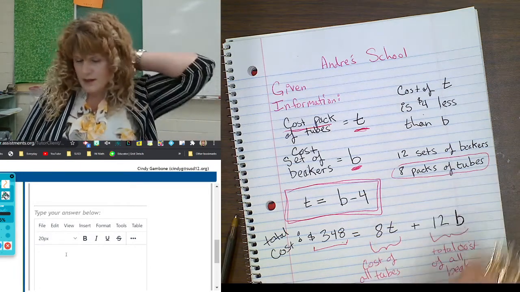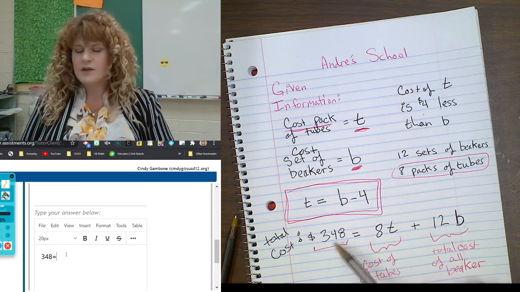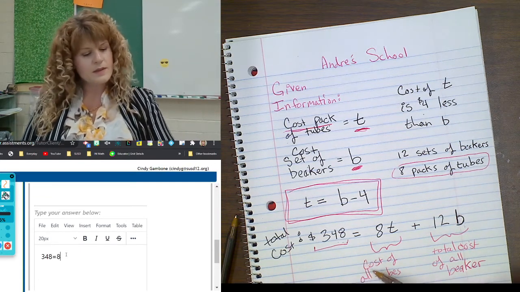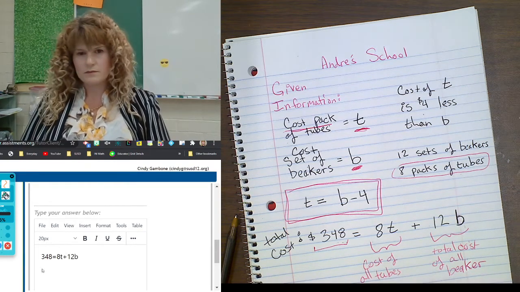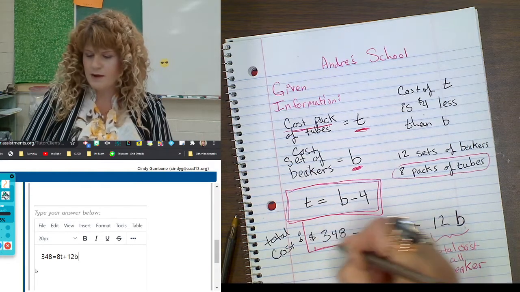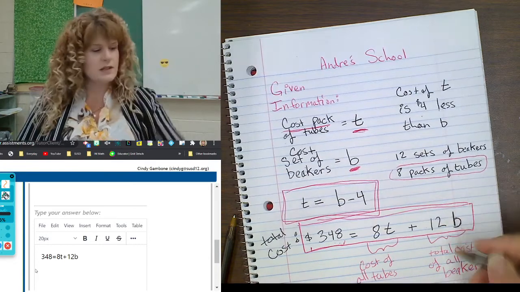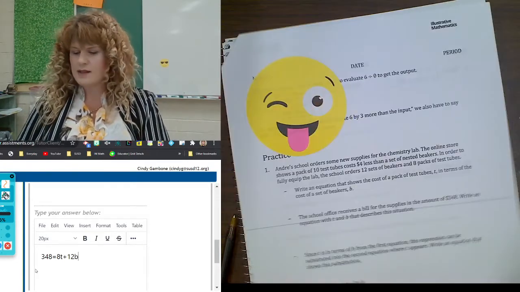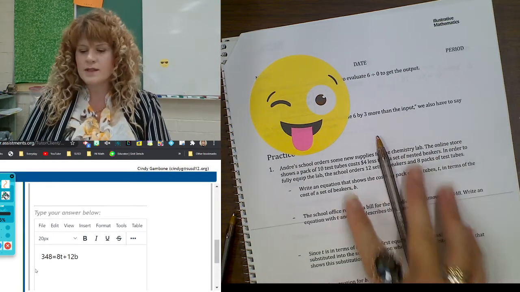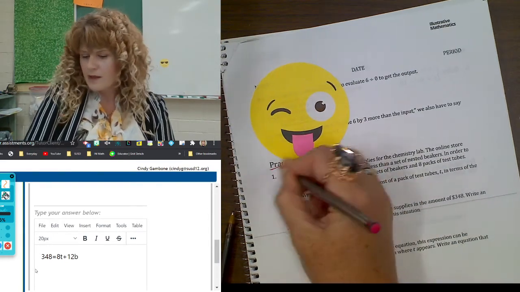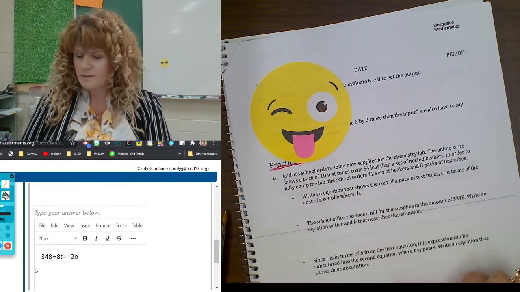Okay, this is the second equation that you need. You can take notes and then copy me, because you can learn it as you go by copying me. So 348 equals 8T plus 12B. I'm going to put a box around that second equation too. So far, you've written these 2 equations. By the way, remember that this exact same problem is printed in the papers that I gave you. If you want to see it on paper, it is the practice problem, starting with Andre's school.